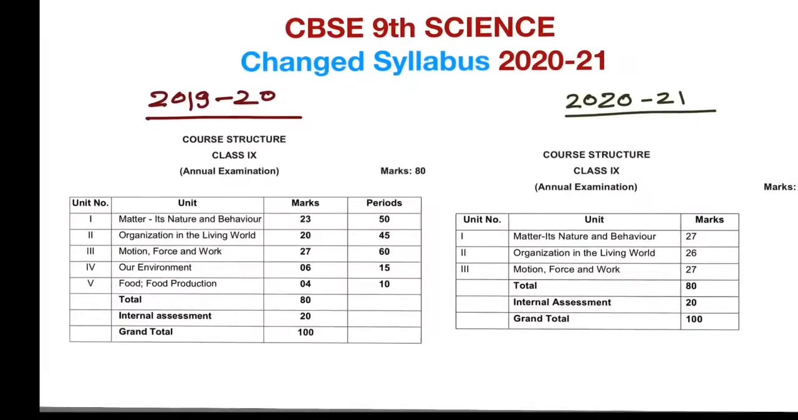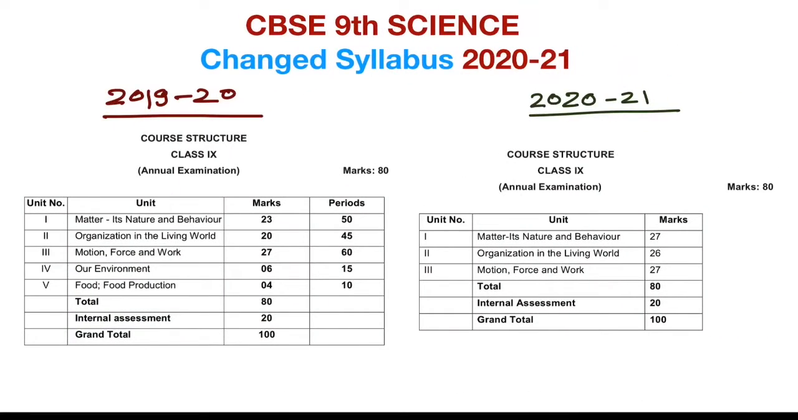So let's see, first of all, we check overall what changes they have done. If you compare, on your left side, which is from the 2019-20 syllabus, they have 5 different units, and each unit contains multiple chapters in your book. Out of those 5 units, the last 2 units, our environment and food production, have been completely removed from this year's syllabus, although they have used our environment for internal assessment purposes. We'll talk about it when we see the chapter by chapter analysis.